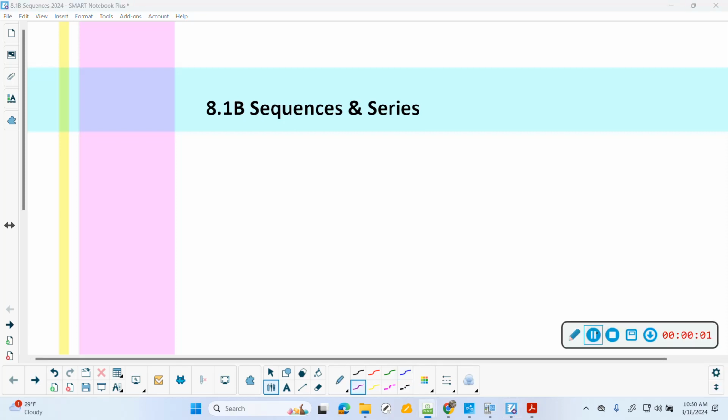Really not too bad at all. We're going to still be writing out terms of a sequence. We're going to practice listing them. We're going to be practicing the recursively defined again, because that can be a little dicey. But the only really new thing I have for you today is we're going to add the terms together.